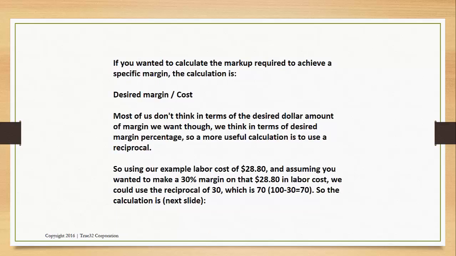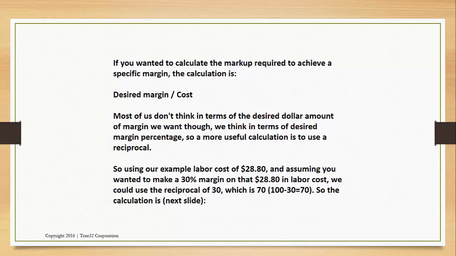If you wanted to calculate the markup required to achieve a specific margin, the calculation is desired margin divided by cost. Most of us don't think in terms of the desired dollar amount of margin we want, though. We think in terms of desired margin percentages. So a more useful calculation is to use a reciprocal. The reciprocal is used in the business partner in only one place, and that is if you're providing a discount for someone for early payment. We use a reciprocal to calculate that because it raises the price the appropriate amount so that when they take that discount, you still get the amount of money that you originally wanted.